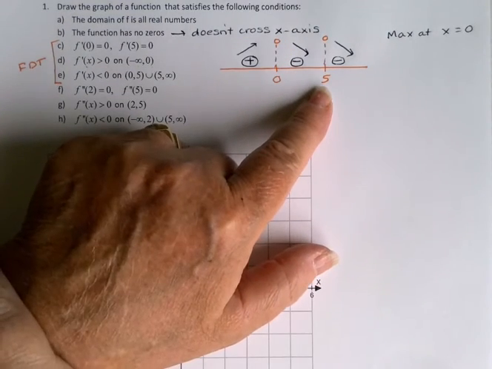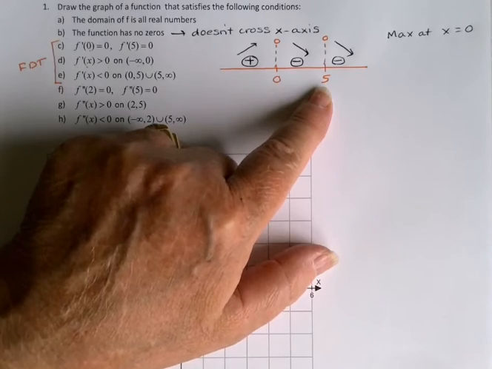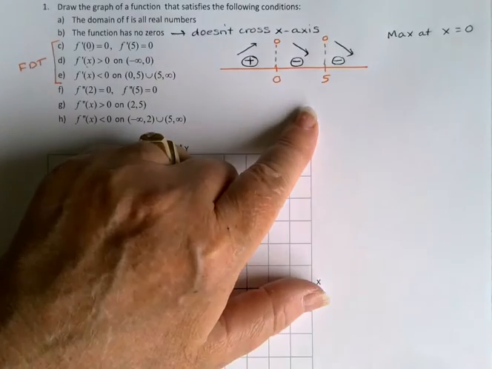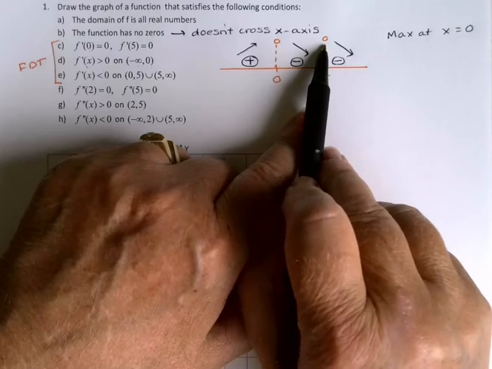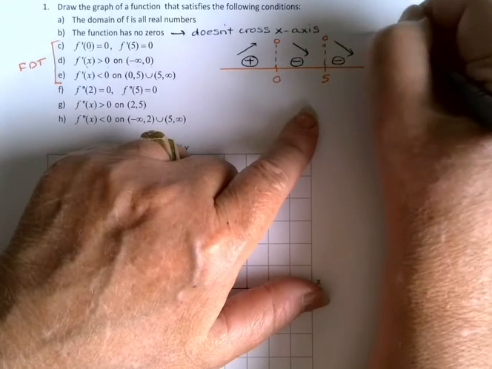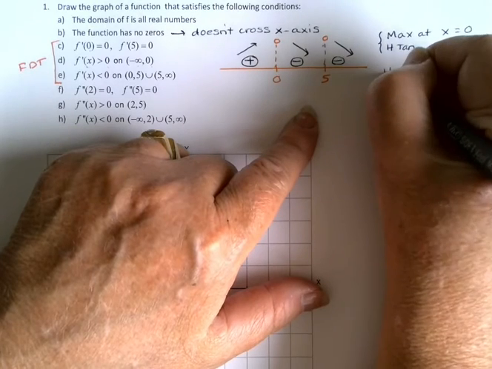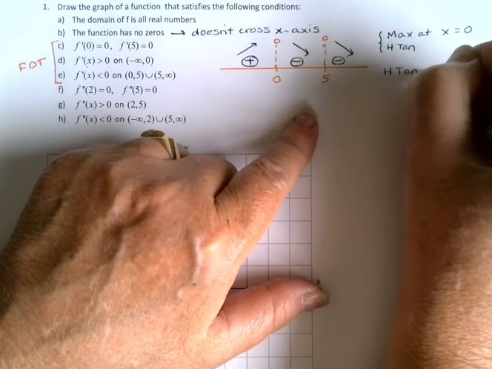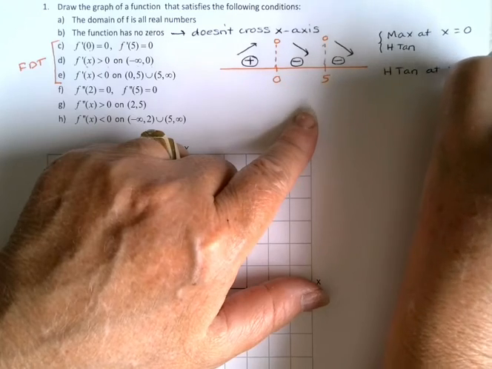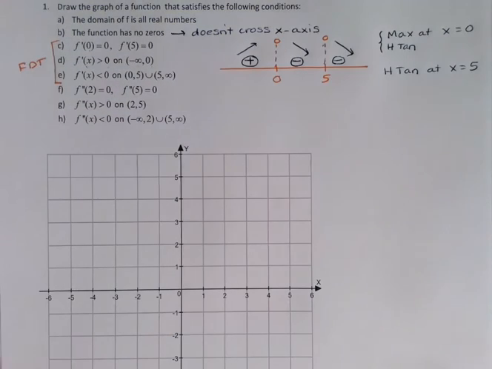And I don't have either a max or a min at 5, but I will have a horizontal tangent line, because notice that the slope is 0. So this maximum comes with a horizontal tangent line, and then I also just have a horizontal tangent line at x equals 5. So there's all the information I can get out of that first derivative test.